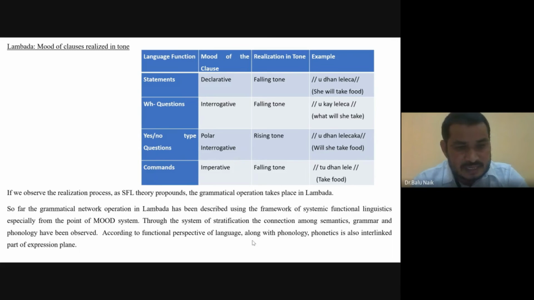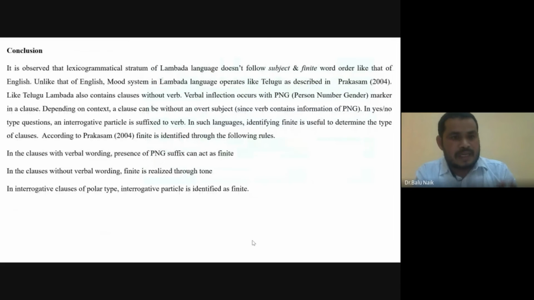As SFL theory propounds, the grammatical operation takes place in Lambada. So far, the grammatical network operation in Lambada has been described using the framework of systemic functional linguistics, especially from the point of view of the mood system through the system of stratification. The connection among semantics, grammar and phonology has been observed according to the functions of language, along with phonology. Phonetics is also an interlinked part of the expression plane. Now I will go to the conclusion.